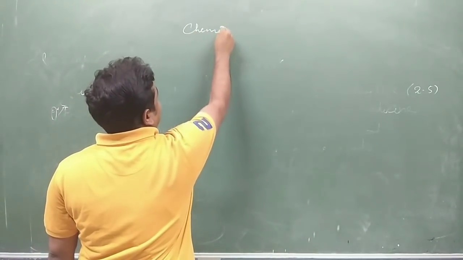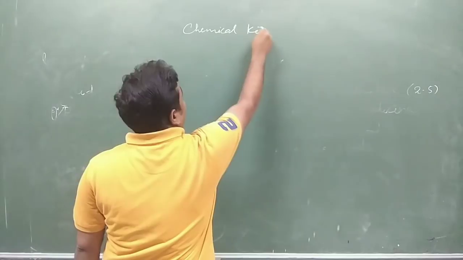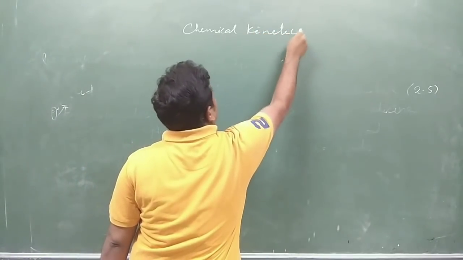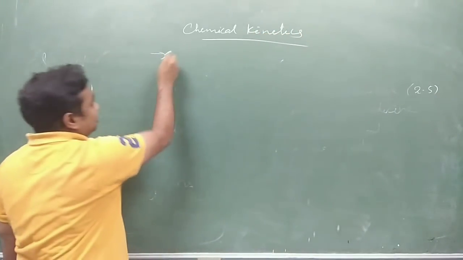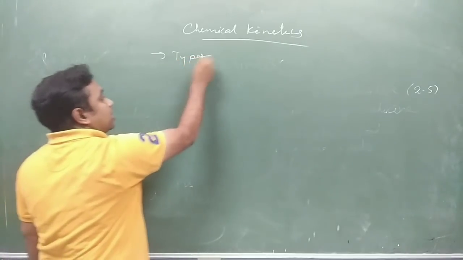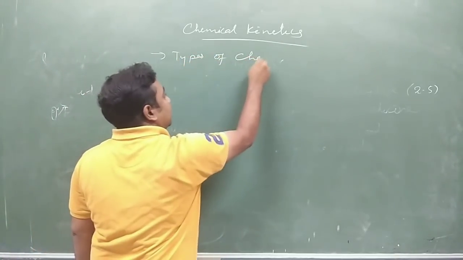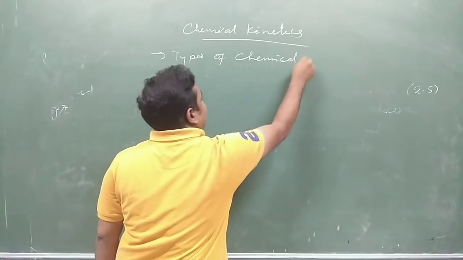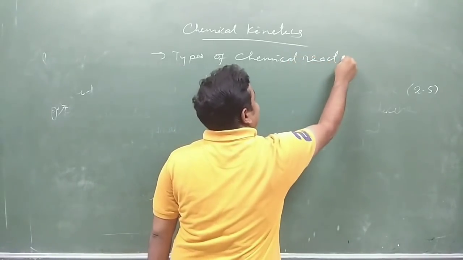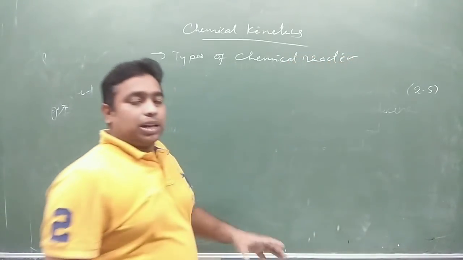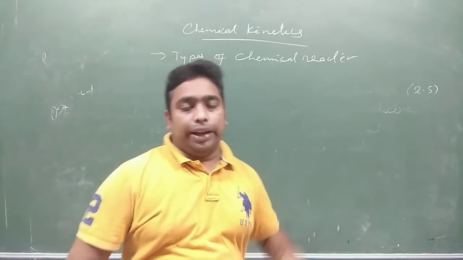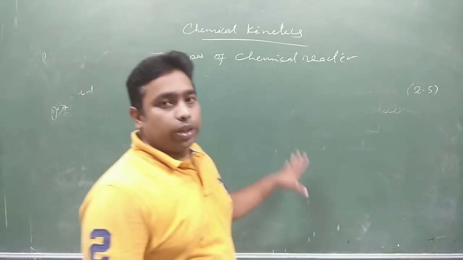In chemical kinetics till now we have discussed the types of chemical reactions. In types of chemical reactions, there are some reactions that take place at a slow rate, and there are some reactions that are very fast, and some reactions are of moderate rate.